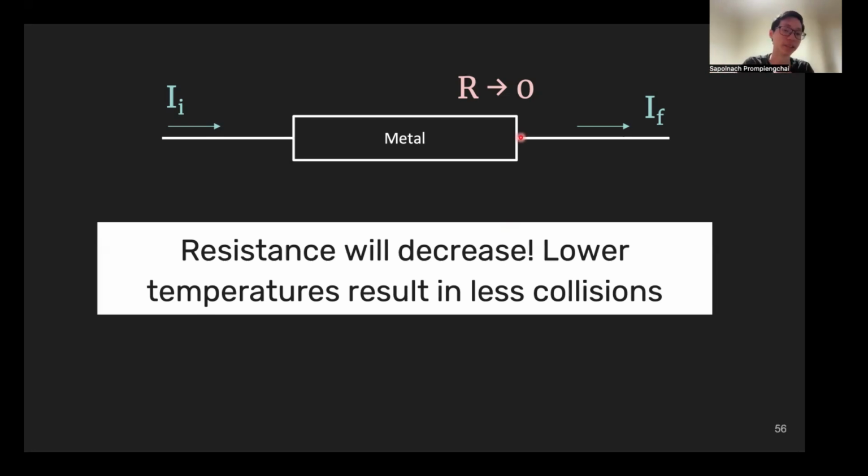They're just staying at the same place. So that's how I think of it, in terms of resistance, right? Lower temperature means there's less energy, there's less collision, and the electron can easily pass through.